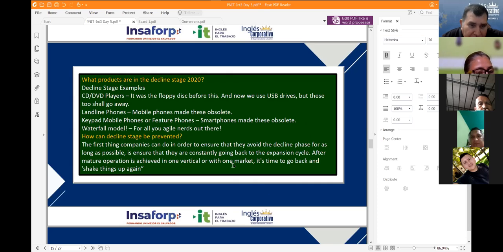How can the decline stage be prevented? The first thing companies can do in order to avoid the decline phase for as long as possible is ensure that they are constantly going back to the expansion cycle. After mature operation is achieved in one vertical or with one market, it's time to go back and shake things up again: make modifications, change design, change costs, look for different markets, use different methods of publicity. Maybe if they publicize in the newspapers or on television, they should do it more on YouTube, Facebook, Twitter, social media, and also online, so that they may have more publicity.